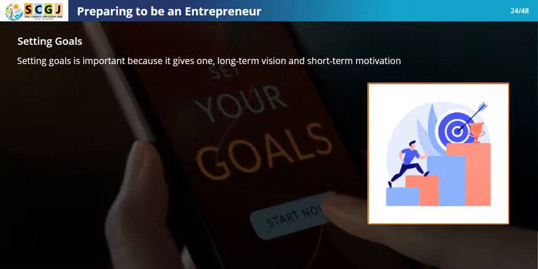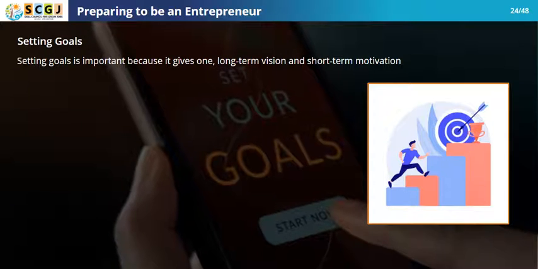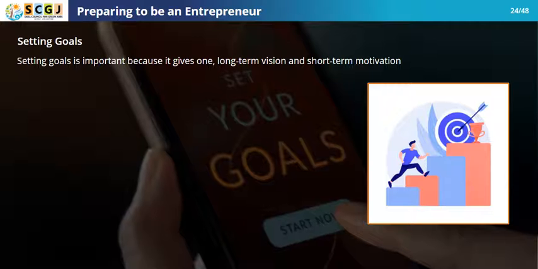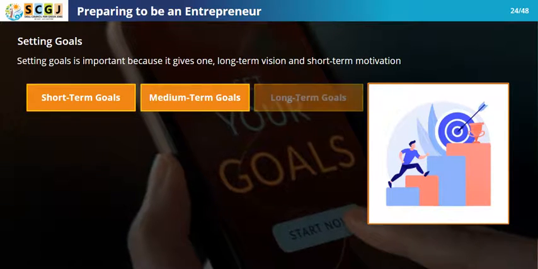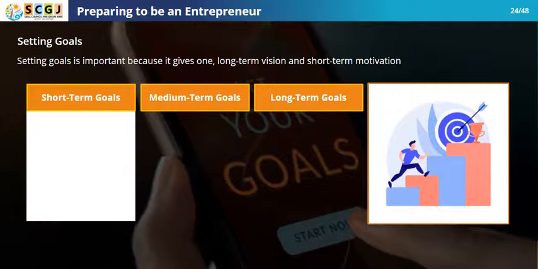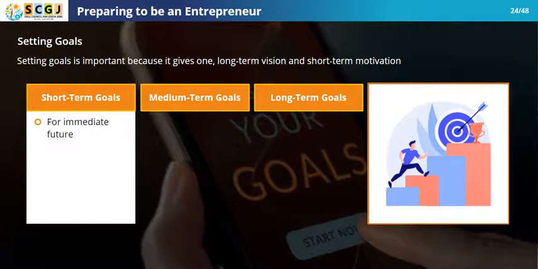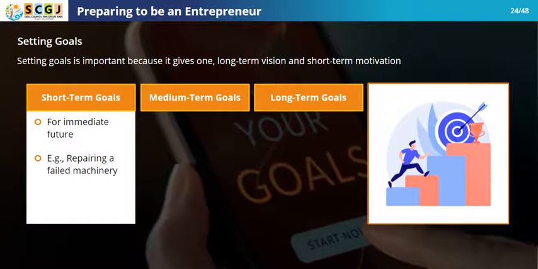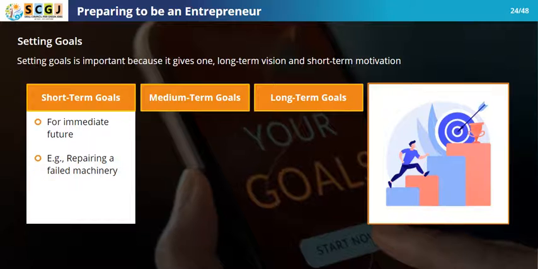Setting goals is important because it gives you long-term vision and short-term motivation. Goals can be short-term, medium-term, and long-term. Short-term goals. These are specific goals for the immediate future. Example, repairing a machine that has failed.